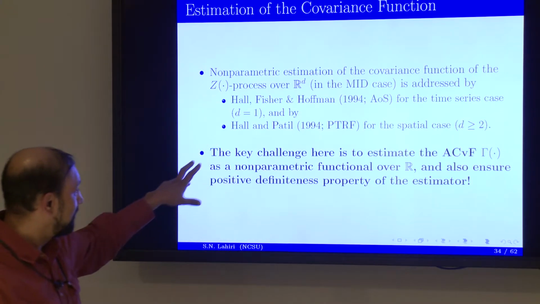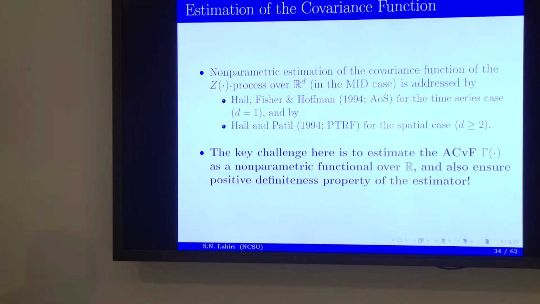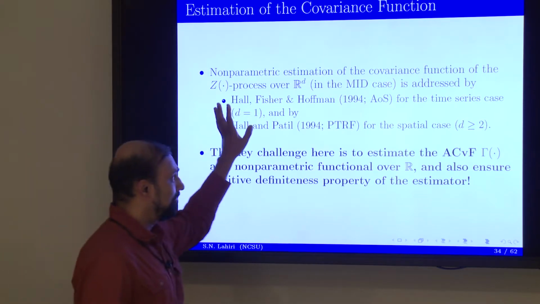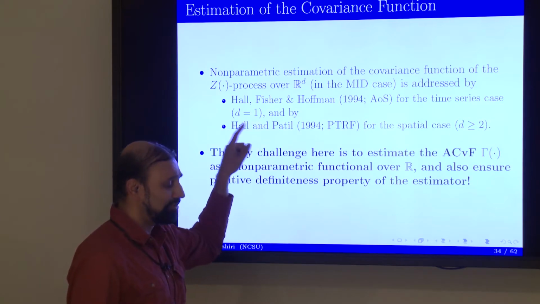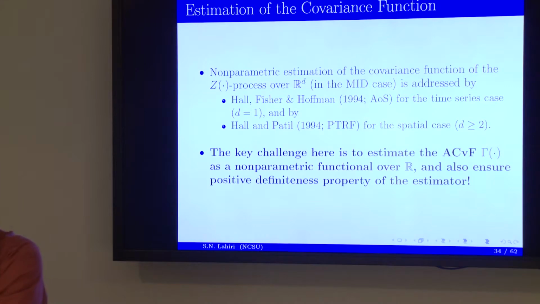I have put two references here. And they do give you some methods of estimating the covariance function. But before I get into that, what is the rate that you'd expect for an estimate of the covariance function to satisfy if you're in a setup like this?